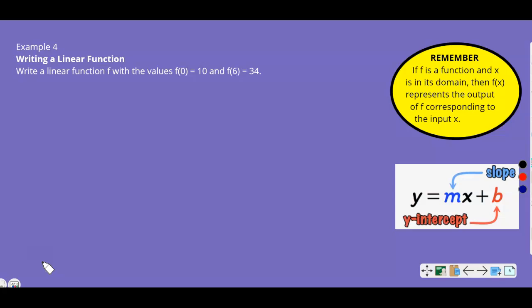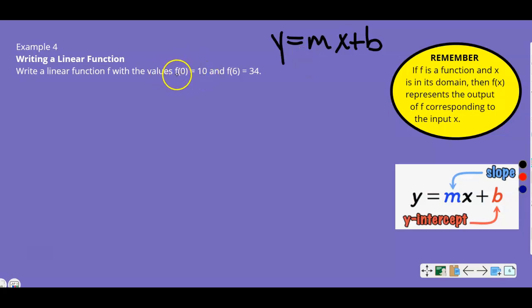All right, so if you watched the previous video, you know we've been working with y equals mx plus b, where m is your slope and b is your y-intercept. We've used points and we've used a graph in order to write equations. Now we're going to write an equation using this setup as a function.